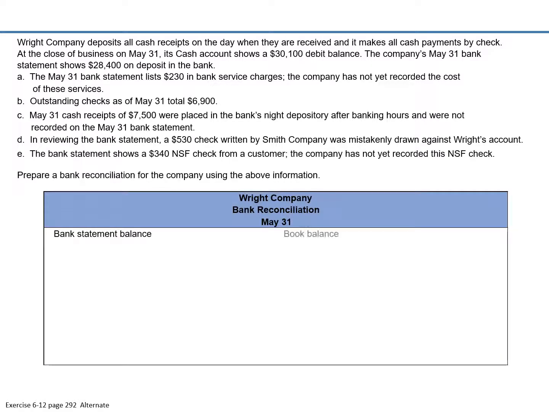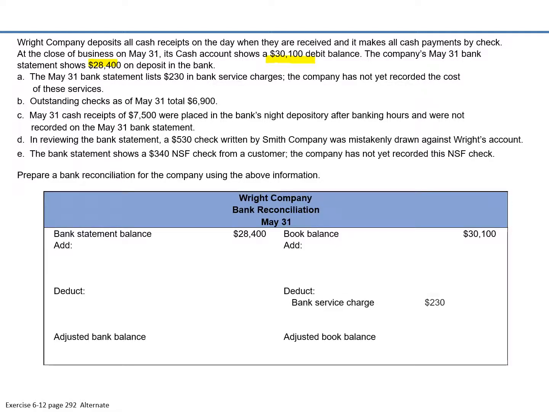All right, so let's set up our rec. There's all our categories. So our book balance is $30,100. They tell us that up here. Our bank balance is $28,400. They tell us that up here. Letter A says the bank statement has $230 in service charges. So we need to reduce those from our book side. Outstanding checks were $6,900. That needs to be reduced from our bank side.